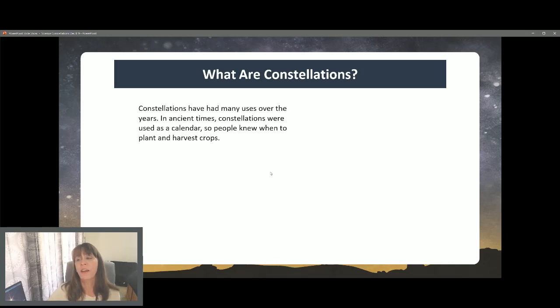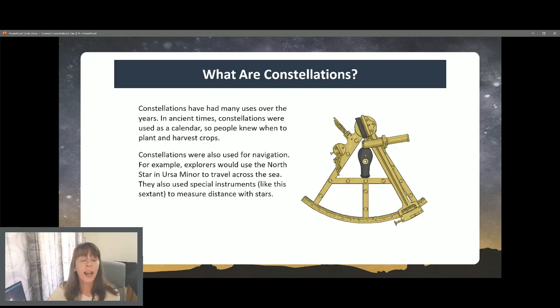So constellations have had many uses over the years. In ancient or old times, constellations were used as a calendar. That's how they knew when they could plant their corn or all those crops. Or they even looked at the stars to know when they could gather their crops and when the vegetables were ready to pick.